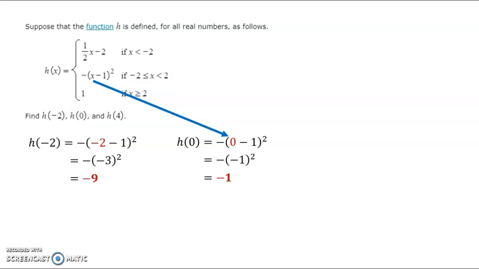Lastly, we're going to look at h of 4. So we need to figure out which domain works for 4, and that's this last one here because 4 is bigger than or equal to 2. And for this, it says the definition of h of x there is just 1, so I didn't even have to do anything. Let's look at another example.